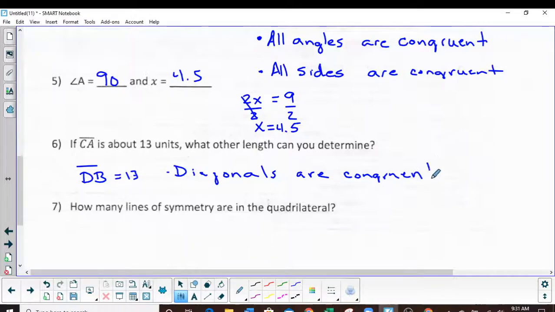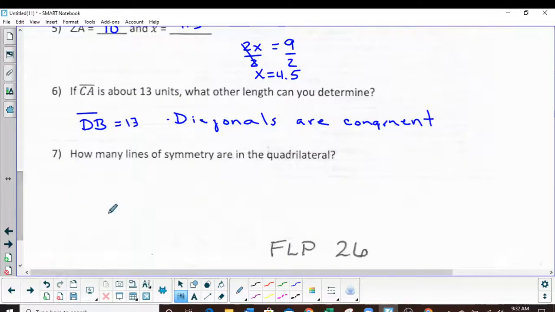Okay, and then it says number 7, how many lines of symmetry are in a quadrilateral? If you remember the page we did, I think it was on the last video, we know that there are 4 lines of symmetry, not in every quadrilateral, but in a square. And that's the figure we're talking about, okay?